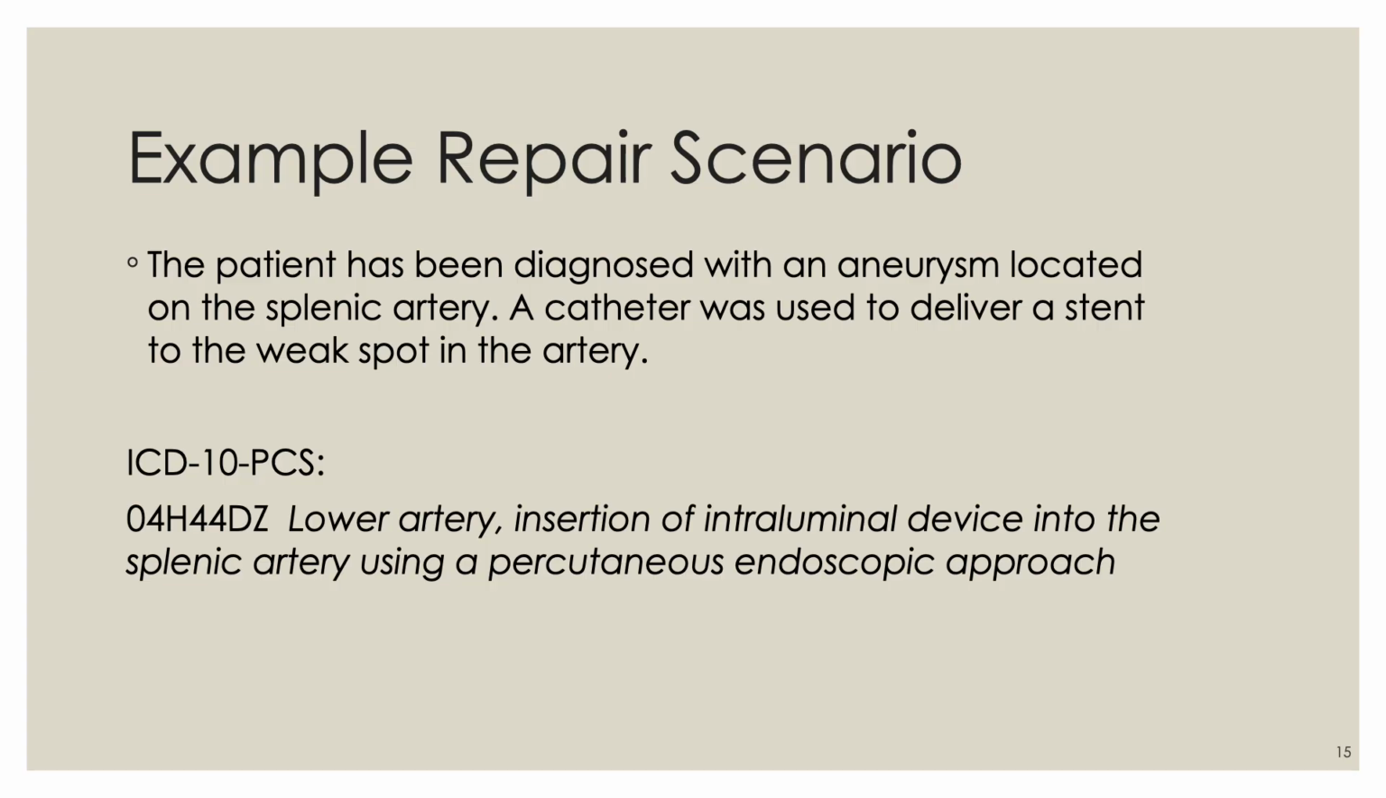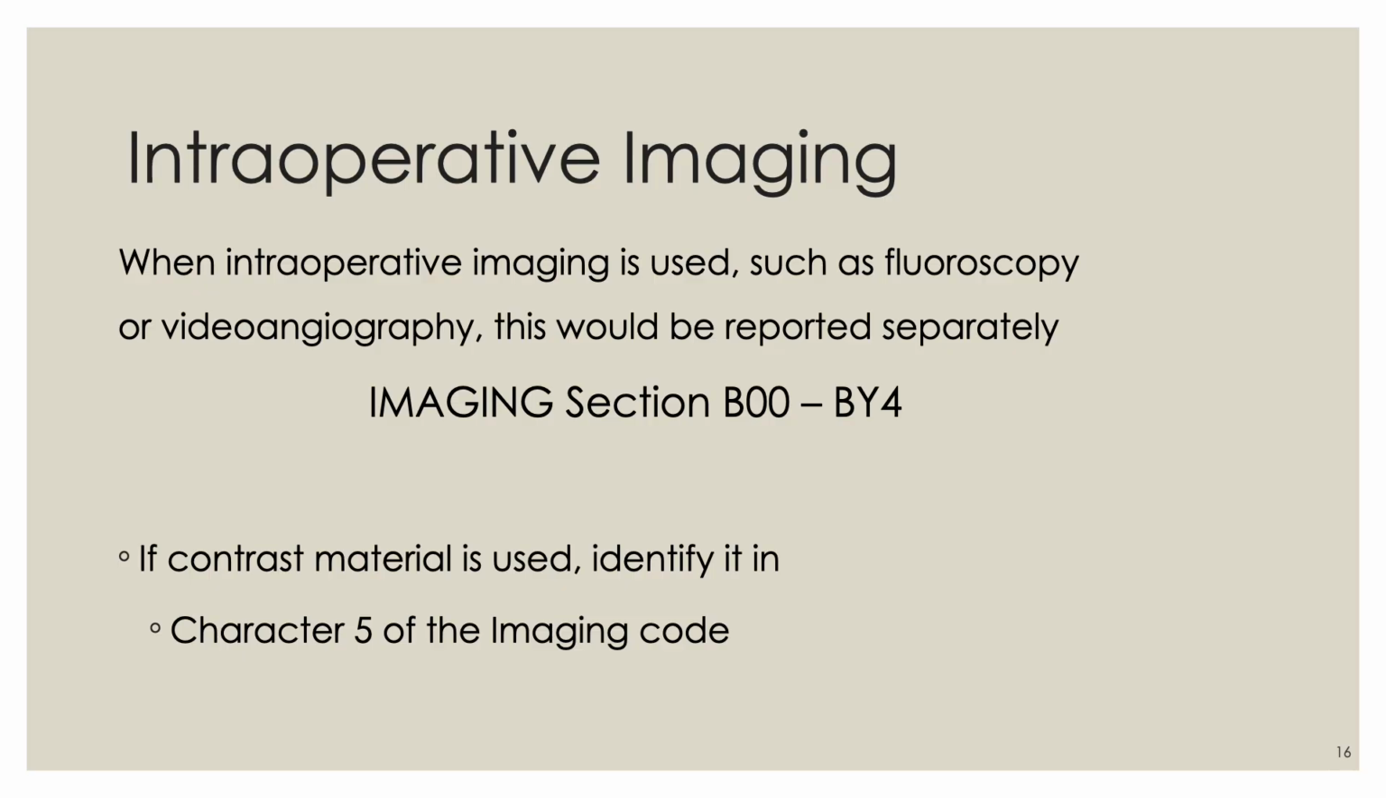Now, in some cases, because remember, the physician is threading that catheter through the femoral artery in the thigh. But the aneurysm could be in the torso. The aneurysm could be anywhere throughout the body. So there are times when imaging will be used during the procedure. This is not the imaging we talked about in order to determine if there's an aneurysm or not. This is during the procedure.